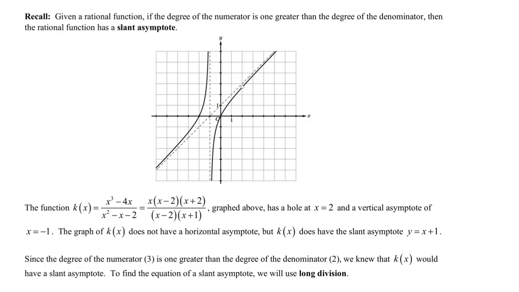And they told us over here that it has a slant asymptote at y equals x plus 1. Slant asymptote means it's a line, right? So where did they get this from? Well, they did long division. And we only have to do long division when the numerator degree is exactly 1 more than the denominator degree. So it's not that hard to do. On the next page, we'll see how to do it.